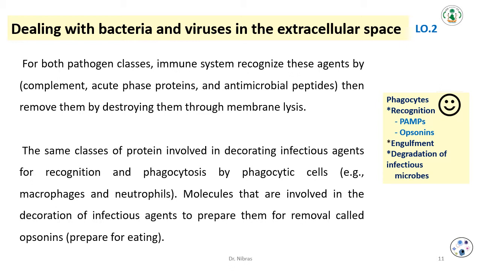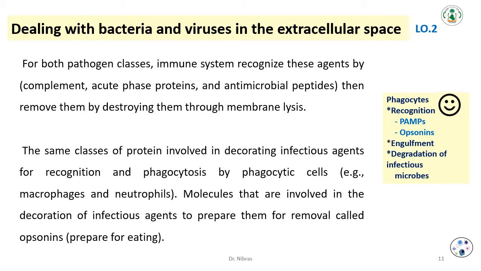Now, how does the immune system deal with bacteria and viruses in the extracellular space, that is, outside the cells? For both pathogens, bacteria or virus, the immune system recognizes the agent by complement, approximately 30 circulating and membrane-expressed proteins that play a major role in defense against many infectious microorganisms as part of both innate and antibody-mediated adaptive immune responses, and through acute phase proteins and antimicrobial peptides, they remove them by destroying them through membrane lysis.